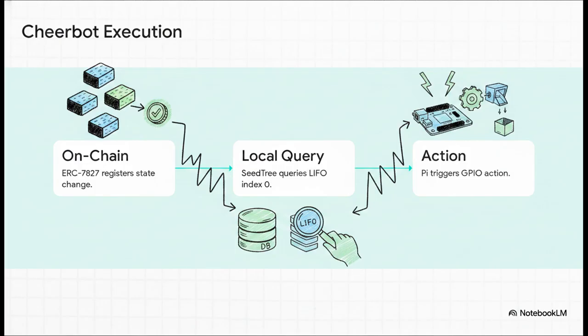Step 1. The on-chain ERC 7827 protocol registers a verified state change, kinda like a digital tip or payment. Step 2. The local SeedTree DB architecture inside the Cheerbot queries that LIFO index 0 to confirm the flawless mathematical truth. Step 3. Upon verification, the Raspberry Pi instantly triggers those GPIO pins. Math becomes a literal electrical signal that spins a motor or dispenses an item.